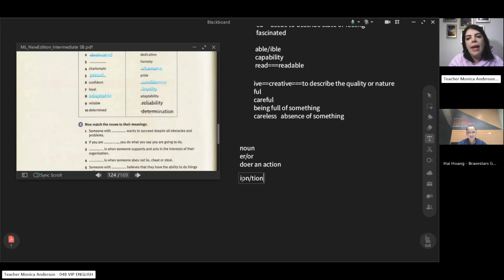So -er or -or. And we have -ion or -tion. So, for example, when we say information, creation, okay, actually it refers to the action or, for example, the result of an action. What's the next one? When I say creation, I create something. Creation is the result of what I did. So I say -ion or -tion.